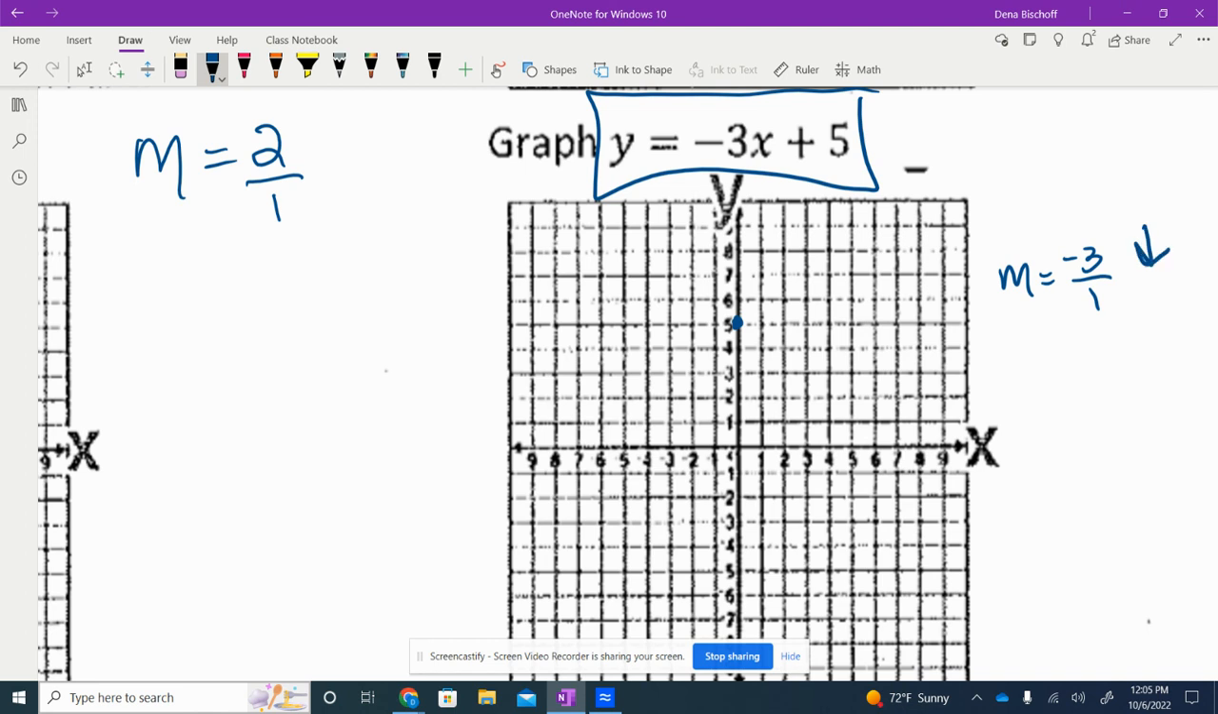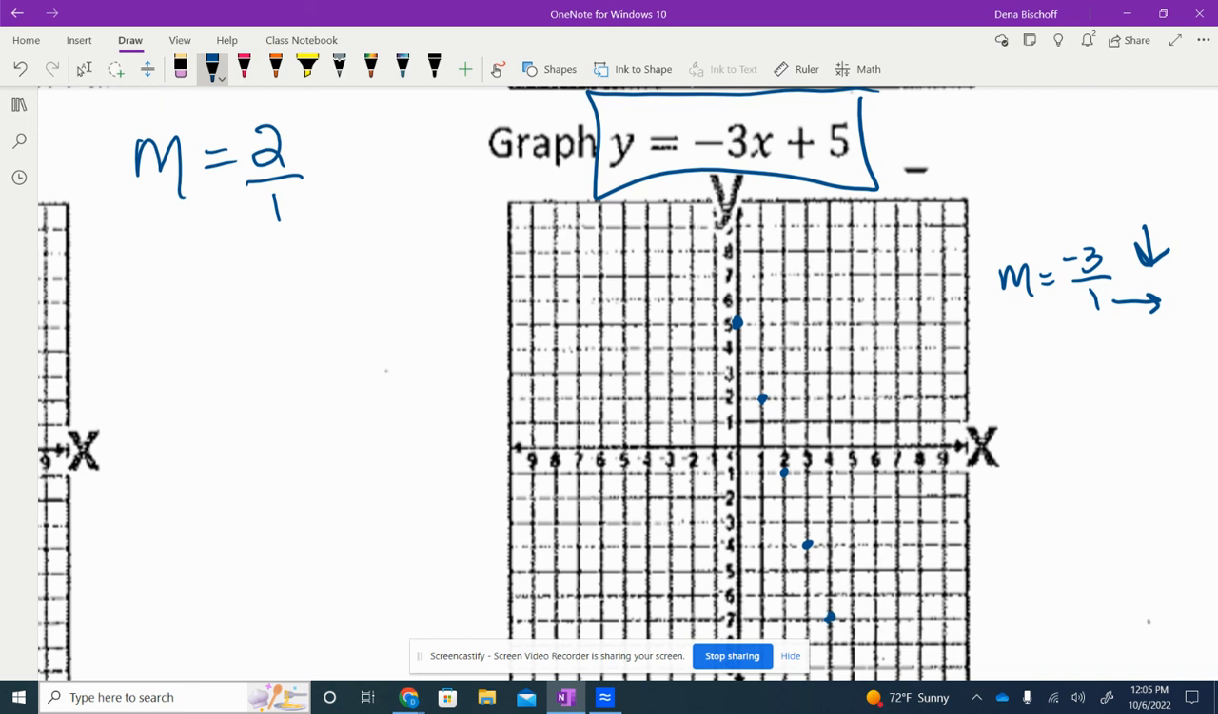Over which way? To the right. We always run to the right. So I'm going to go down 1, 2, 3, over 1 to the right. Down 1, 2, 3, over 1 to the right.